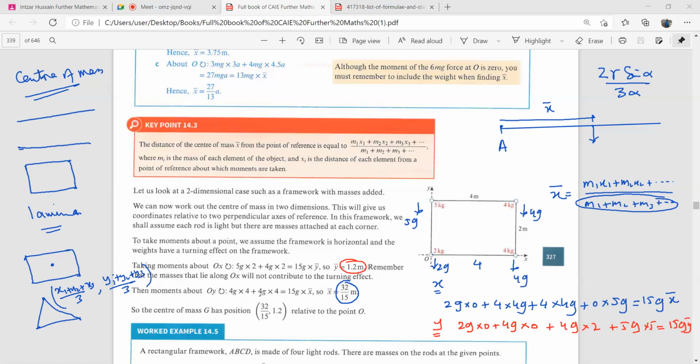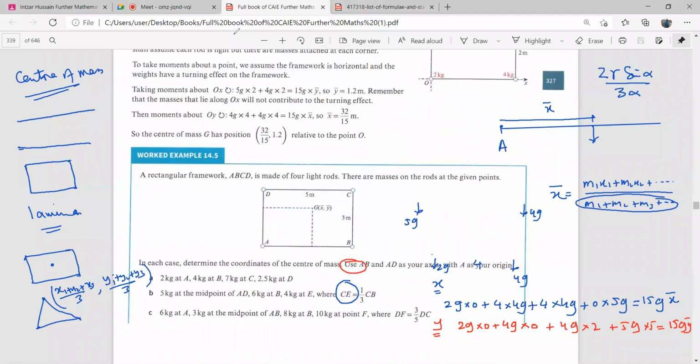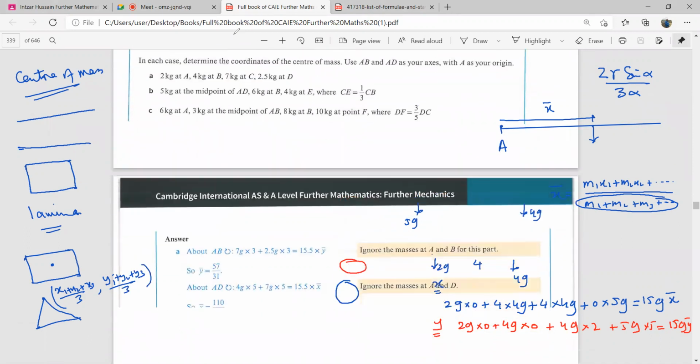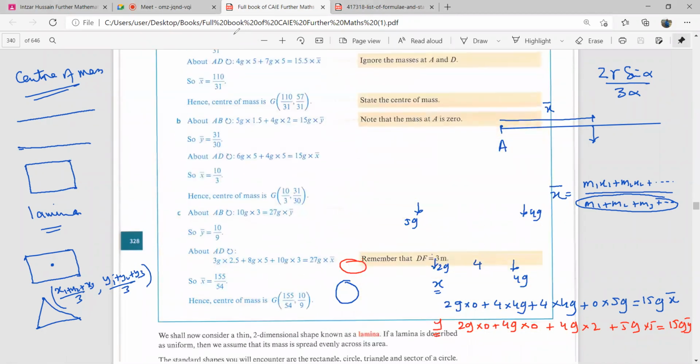So you start from a rod, and then this is basically a framework. This is not a 2D rectangular region. This was just a framework. Next, we have discussed all this example. You can see its solution here. We have tried all the parts.